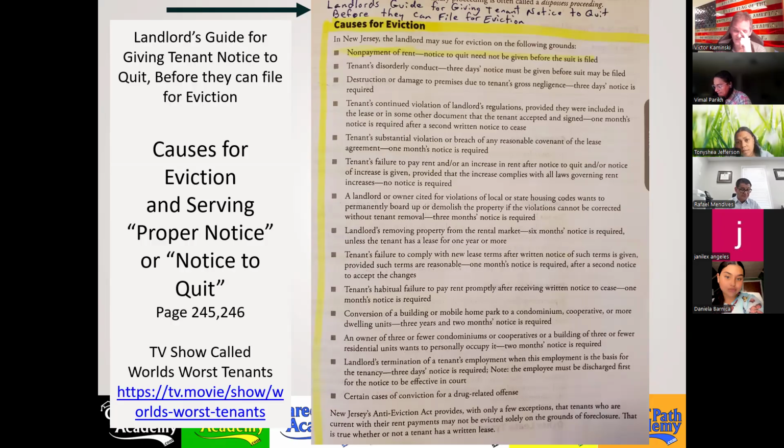Only the first line, just the first bullet point there. This is a handy guide that could be useful for you in your business, if you don't forget about it. You're not going to get this on the exam. The only thing possibly on the exam is that no notice to quit needs to be served before filing for eviction for non-payment of rent.